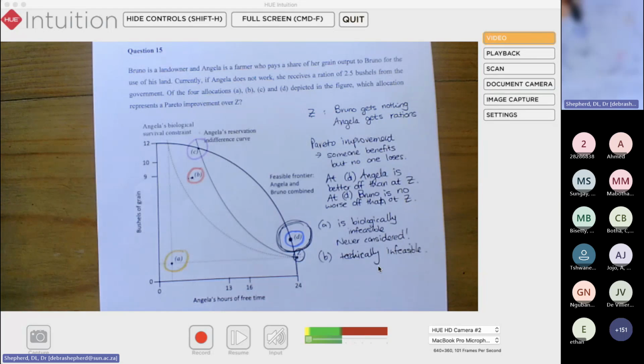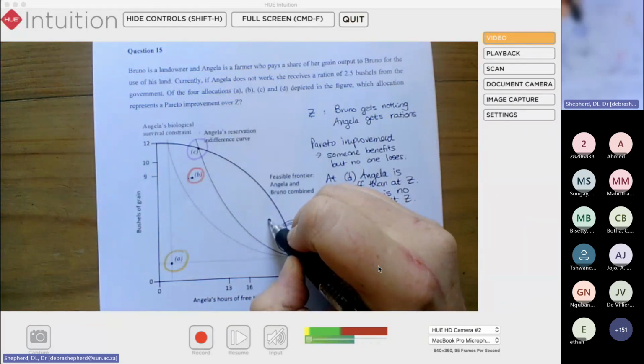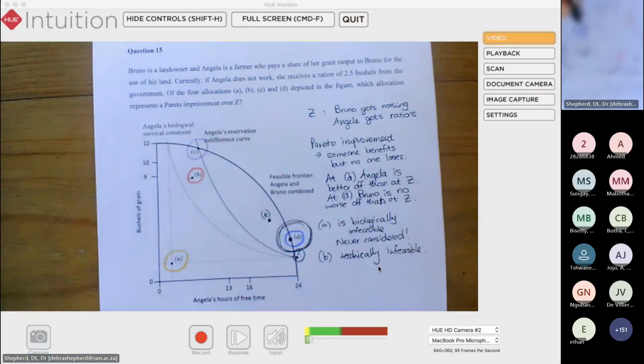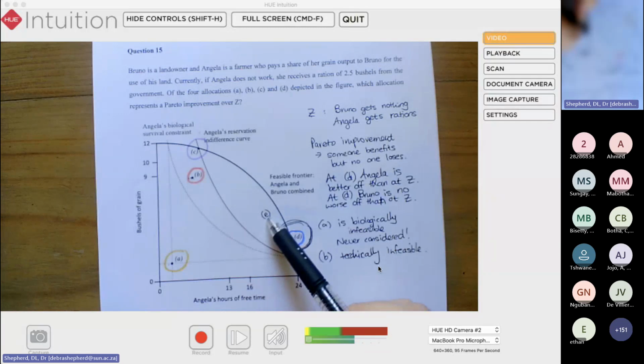In other words, those two outcomes put him in the same position. If there was a point between the RIC and the FF, would Bruno choose that option, as he would then get some bushels? Okay, so let's consider a point like that. Let's say this is E. Is E a Pareto improvement over Z? Yes, it is.